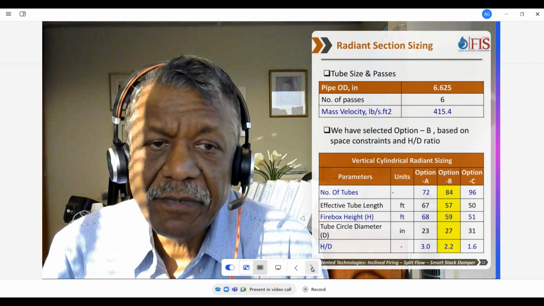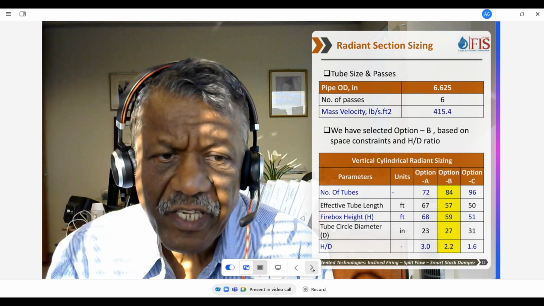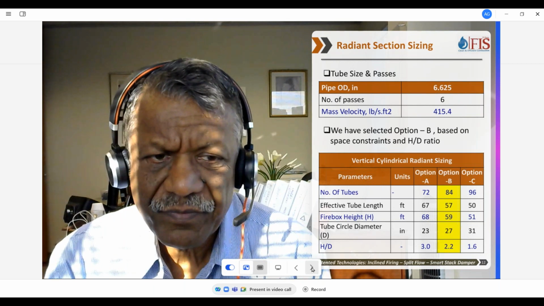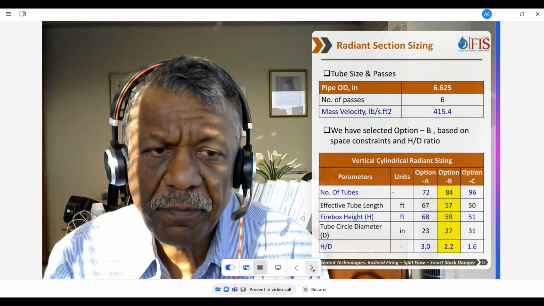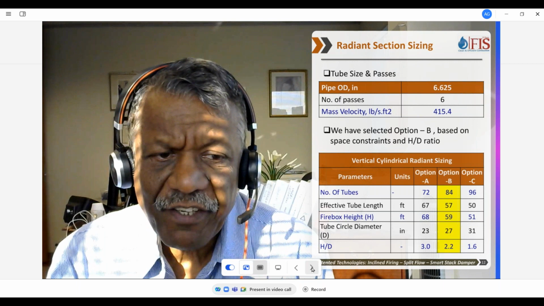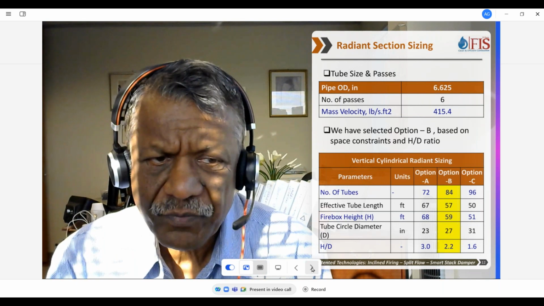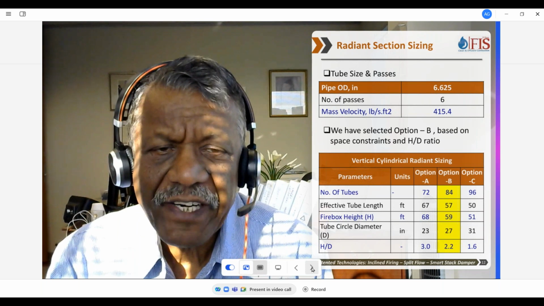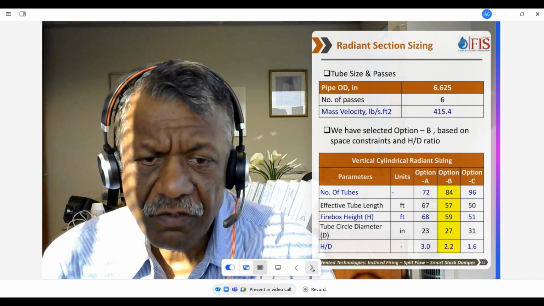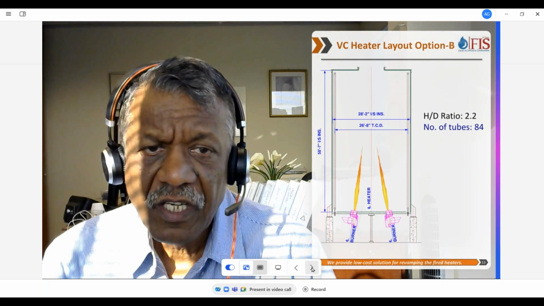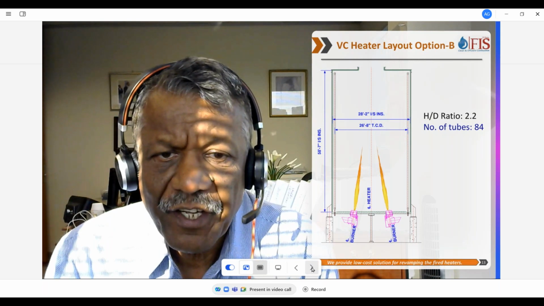So we came up with a vertical cylindrical radiant section. Here we are giving you 3 options that we could have selected. We selected the most optimum option, which was 84 tubes and an H by D ratio of 2.2. So that is the configuration of the heater we selected for the radiant section.